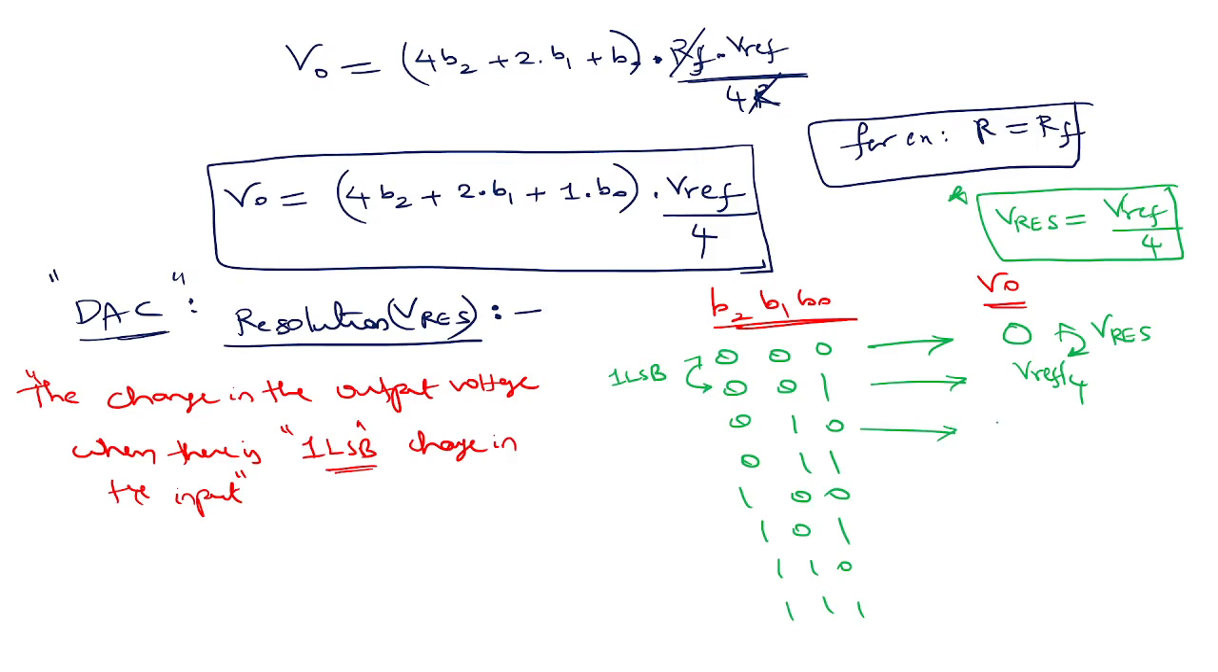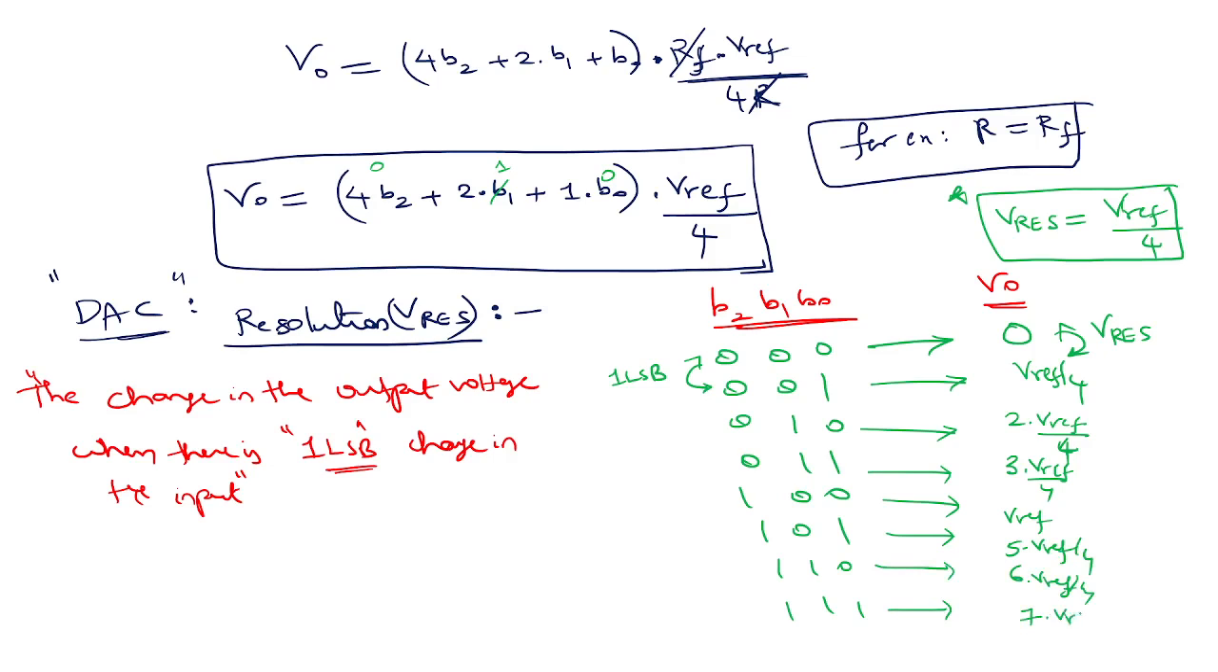Then 010, if you put this as 1, this as 0, this as 0, right? 2 into V reference by 4. This one, 3 into V reference by 4. This is 4 times V reference by 4. This is 5 times V reference by 4. This is 6 times V reference by 4. This is 7 times V reference by 4. Now, if you look at this, this is also one LSB change, right? So obviously, what is the change in the output? This is also V resolution.